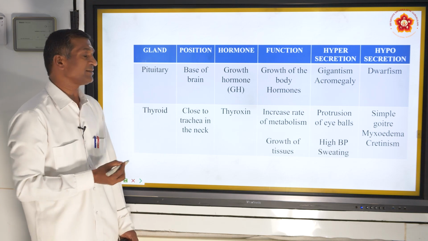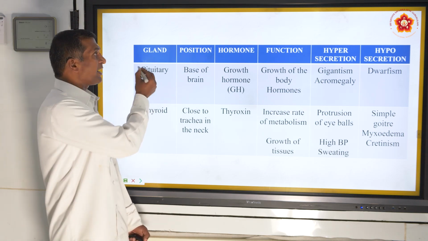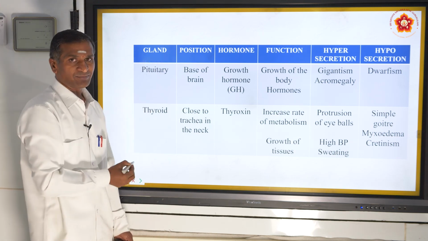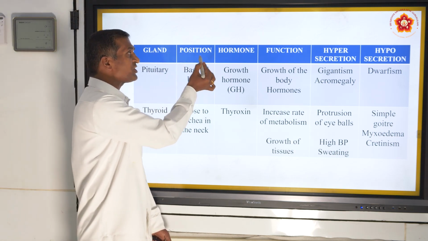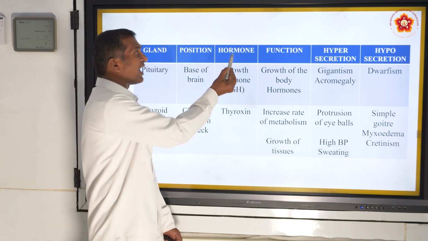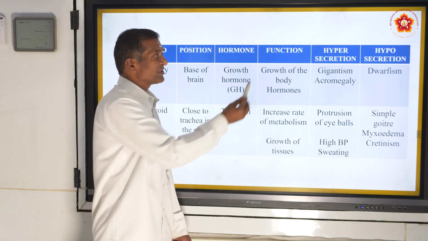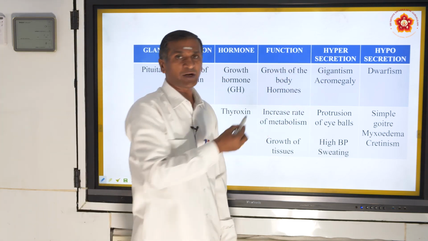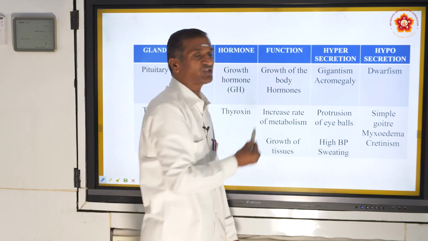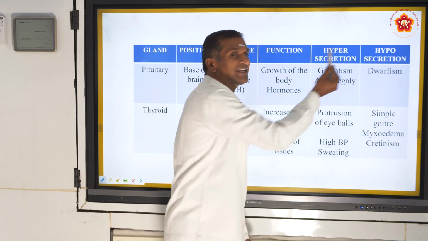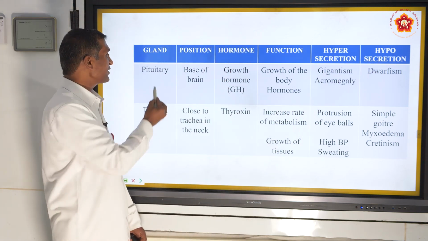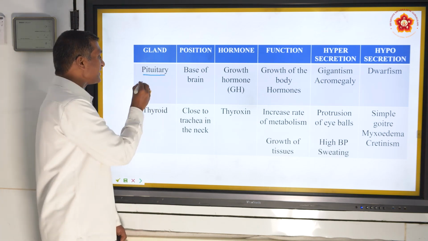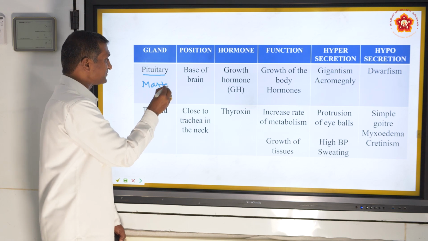And now let us see once again a chart which holds the endocrine gland name, the position of it in the body, the hormone it is going to produce, and what its function is. If it is more secreted, what happens? That is hypersecretion. If it is less secreted, what will happen? First one, the pituitary gland. I already told you it is a master gland.